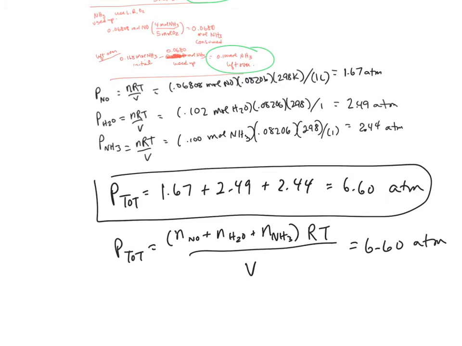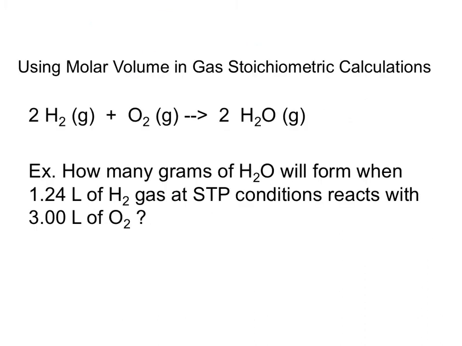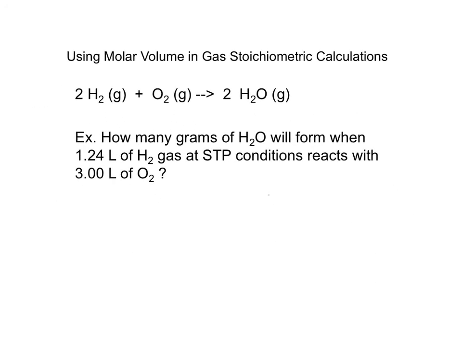All right, that is the longest and hardest problem for the entire course. Okay, next slide. So here we are looking at some easier stoichiometry problems. This one involves molar volume. Molar volume, if you remember, is 22.4 liters. That's the volume of 1 mole at STP conditions.